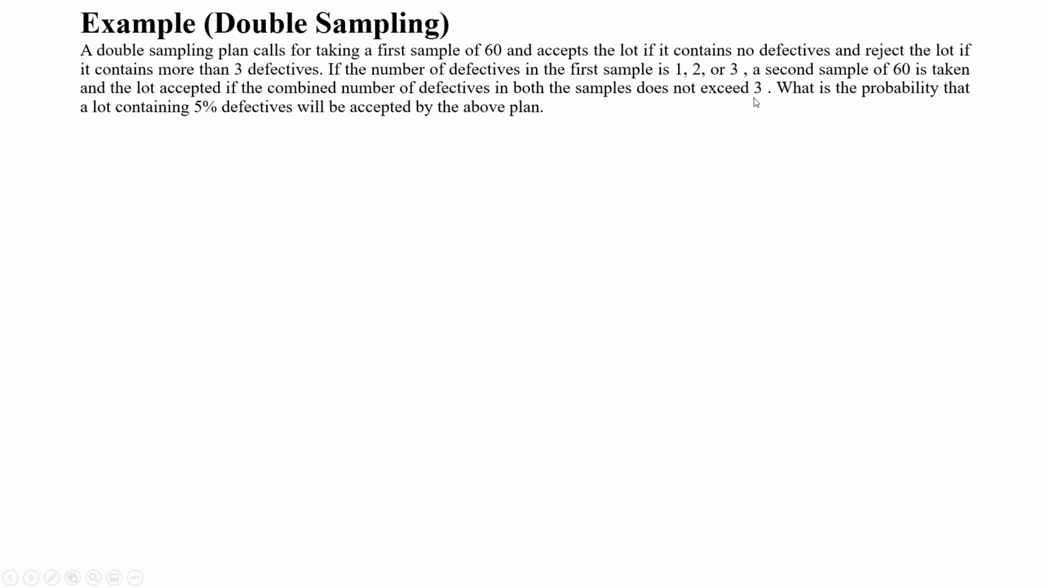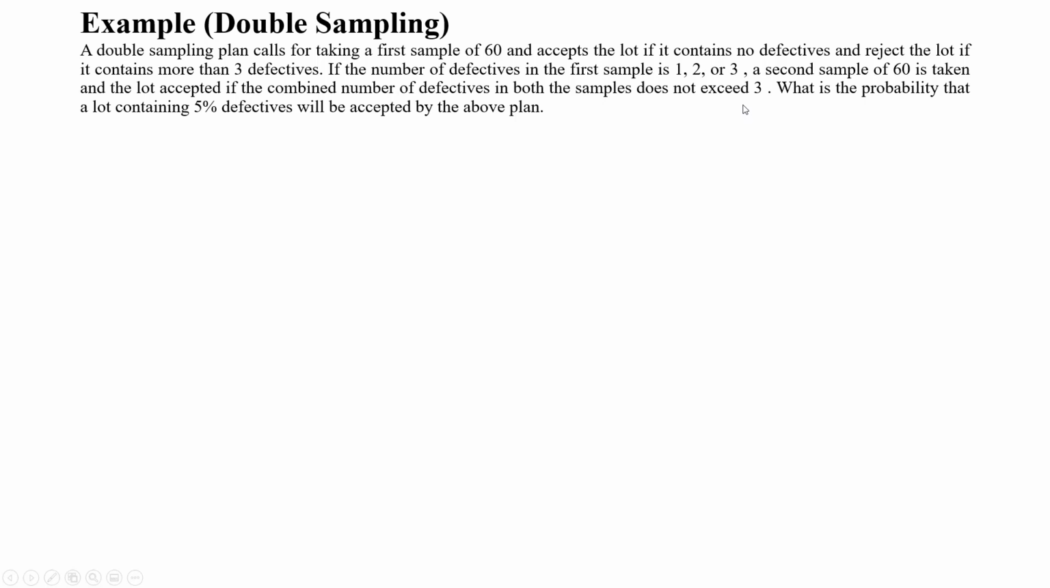Now this is a condition: in both samples, the first and the second, the lot will be accepted if the number of defective items does not exceed 3. So if they found 1, 2, or 3 defective, we still accept. But if the combined number of defective is, let's suppose, 1 in the first and 3 in the second, we will reject it.